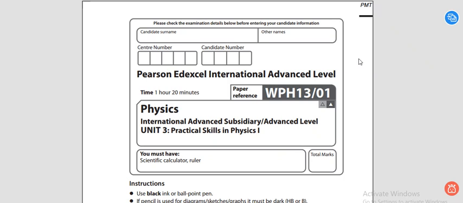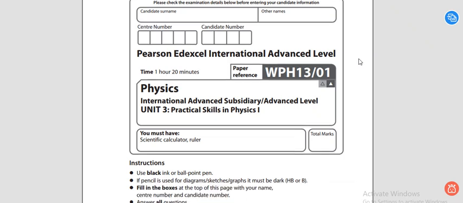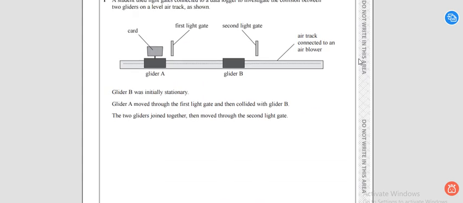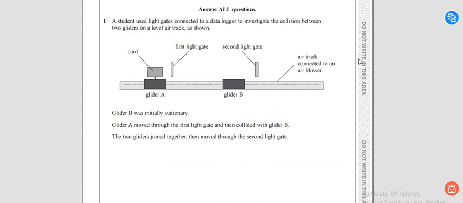Hi everybody, solving paper 3 October 22. Two gliders. Please pause the video and read the question. After that, resume.